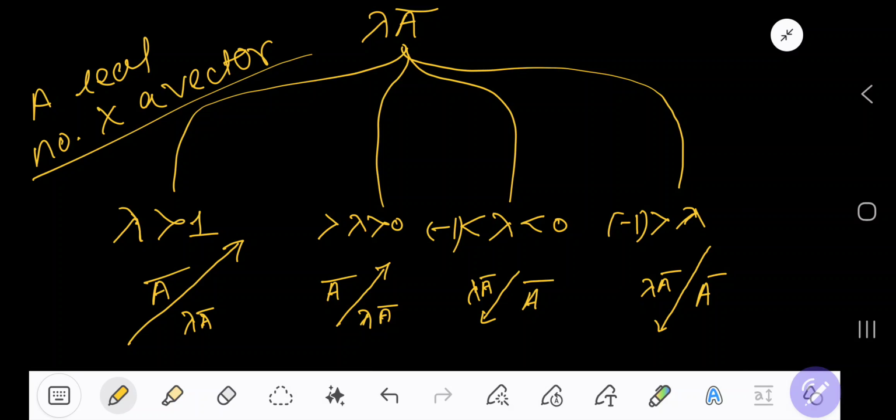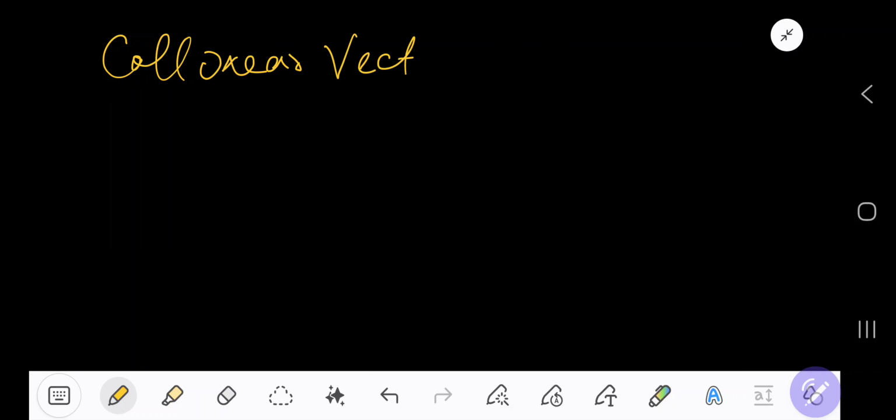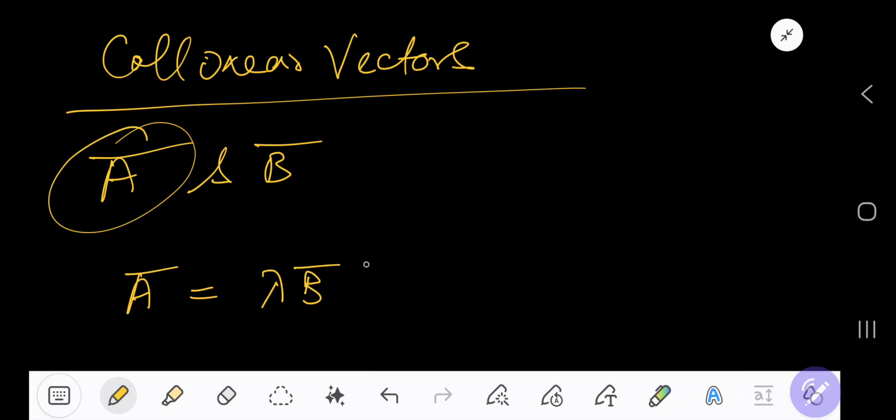All right, and we're coming towards our last topic, which is collinear vectors, a pretty small topic. Any two vectors, say a bar and b bar, are said to be collinear if one vector, say a bar, can be expressed as a scalar multiple of the other, kind of like this, if this is a scalar.